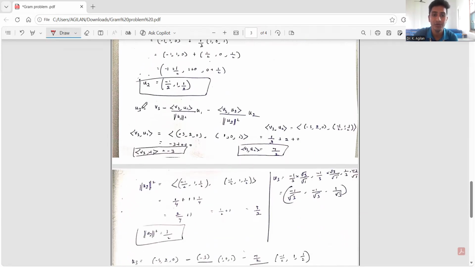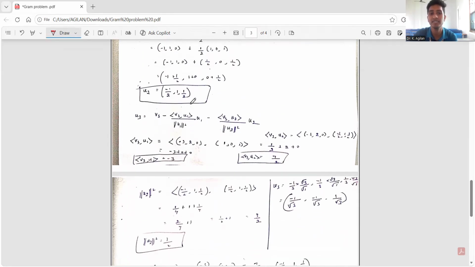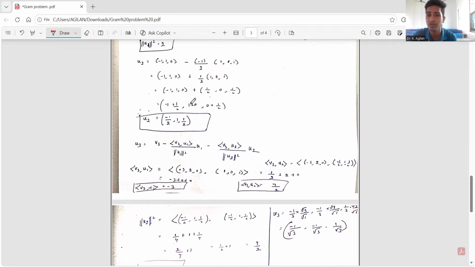Okay, next U3. Again, we have a formula for U3, right? In this type of problem, we should memorize the U1, U2, U3 formulas, and also the W1, W2, W3 formulas. Okay, so what is the U3 formula?